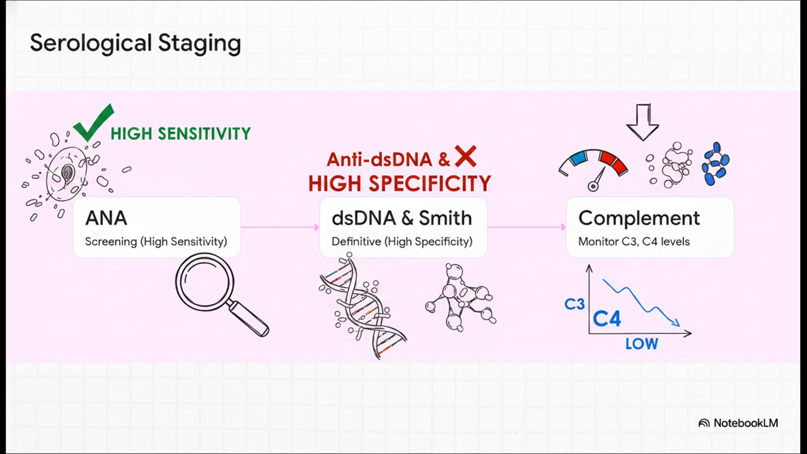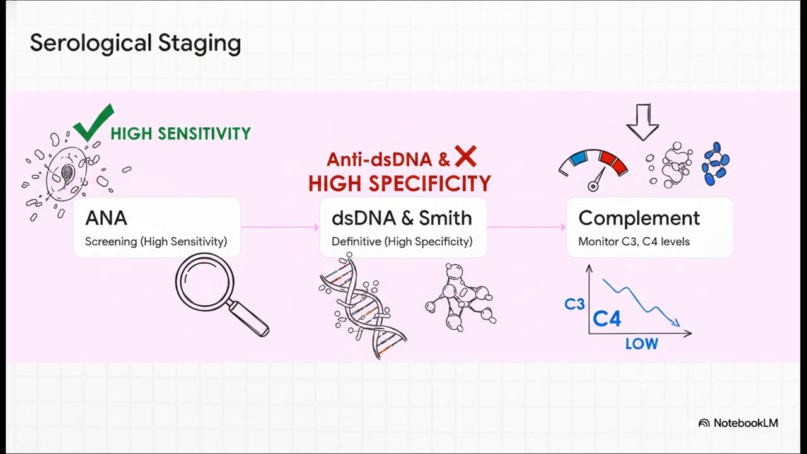Okay, so how do we definitively prove this? We have to walk the exact serological staging ladder. Step 1 is your ANA. This is your screening test. It's got incredibly high sensitivity, showing up in up to 99% of cases. But a positive ANA doesn't just automatically equal lupus on its own. To actually confirm the diagnosis, we move to Step 2, our definitive, highly specific markers, anti-dsDNA and anti-Smith.